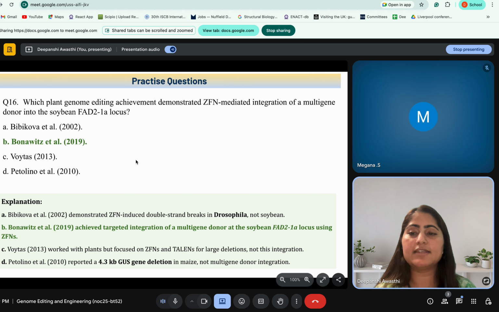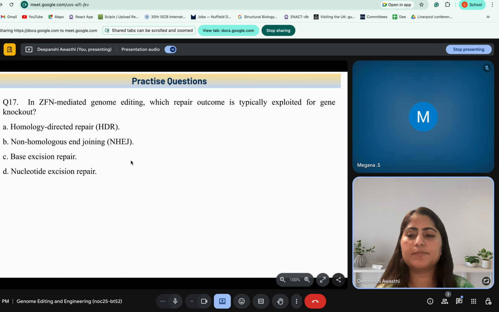Okay, so I'll tell. So the right answer is option B, which is Bonawitz et al. in 2019. So he looked into the soybean, and this shows you the application of ZFN in agriculture, that how we can enhance the stability and the yield of one particular crop or one particular plant by making the integration of multi-gene donors into it. So this is the study.